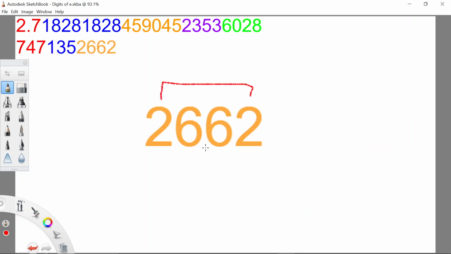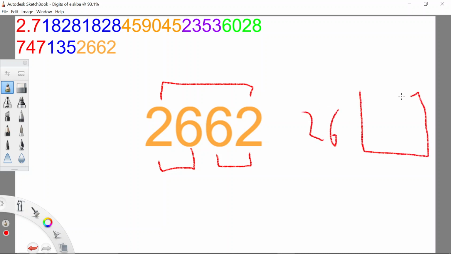This is just a palindrome. 26, and then you flip it, now it's 62. You can think about it like 26 looking through a mirror. 26 looking into that mirror, and it's gonna see a 62 on the other side. And that is the number you need to know, 2662.